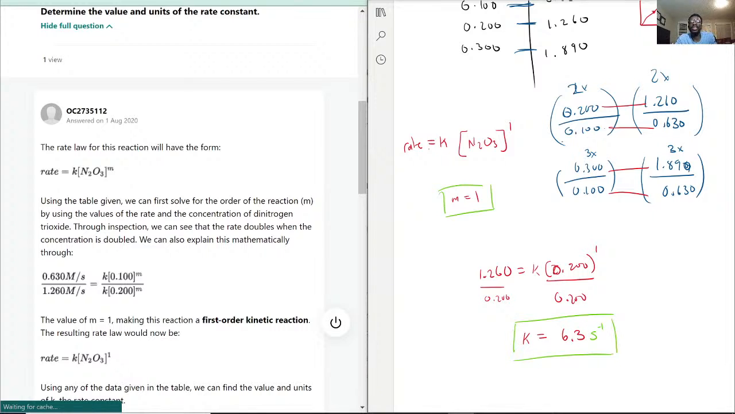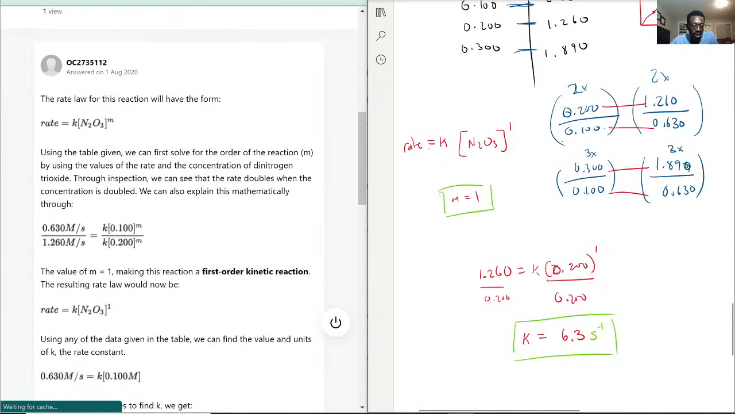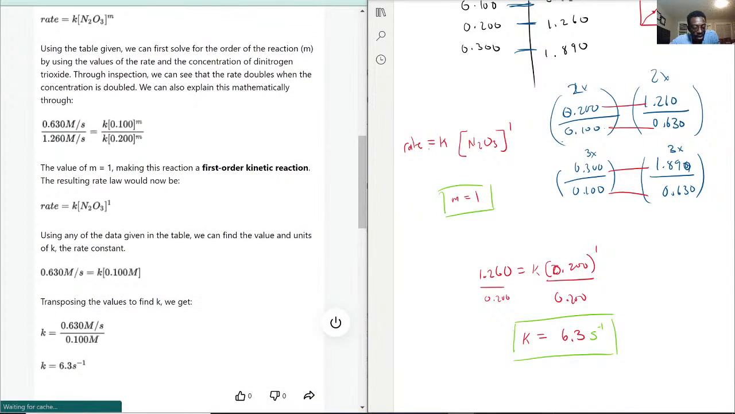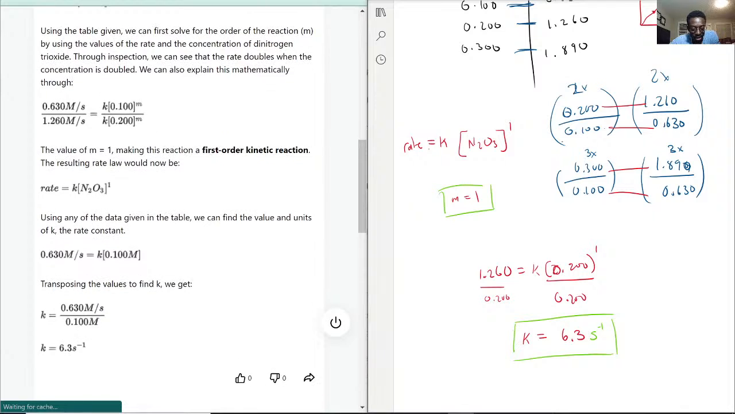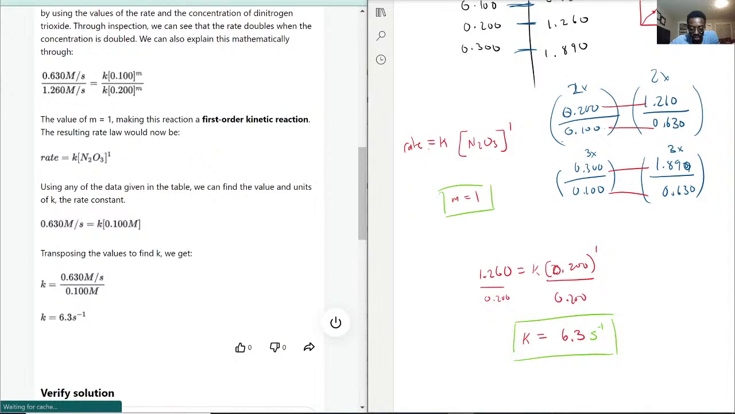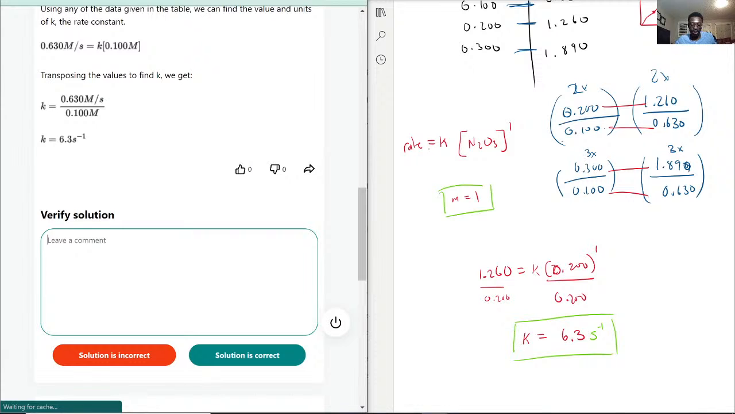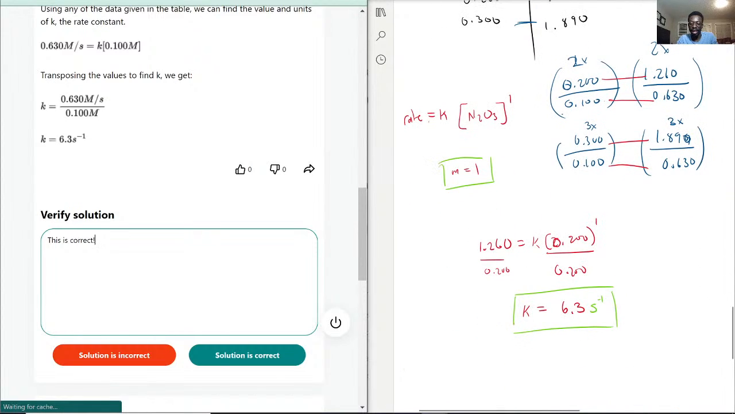That is what we get for the rate constant. So with that being said, let's see what else we can do here. The answer is 6.3 inverse seconds. That is all correct. So this is indeed correct, and this is how you solve question 8 here. Let me just make sure we go over everything.